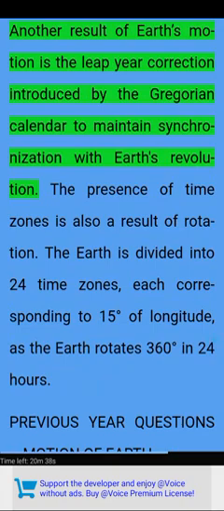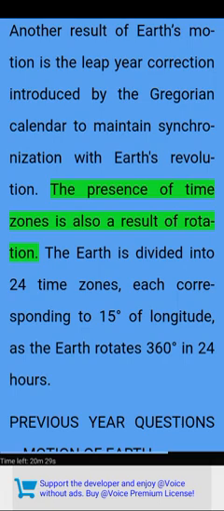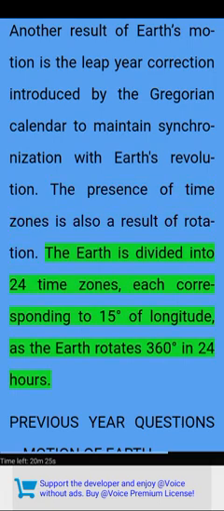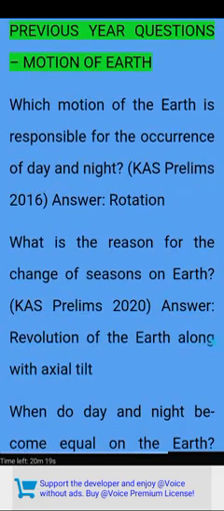Another result of Earth's motion is the leap year correction introduced by the Gregorian calendar to maintain synchronization with Earth's revolution. The presence of time zones is also a result of rotation. The Earth is divided into 24 time zones, each corresponding to 15 degrees of longitude, as the Earth rotates 360 degrees in 24 hours.